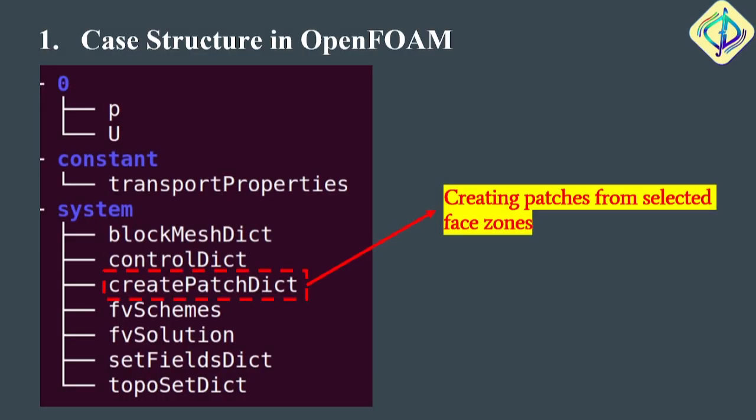And when you're working with topoSet, as I mentioned, you will have to manipulate the internal cells or the faces that are within your geometry or domain. In that case, you would also have to specify a patch for it so that you are able to apply some boundary conditions onto it. For that, we have the createPatchDict. We'll briefly look at this file once we are done with topoSet. In this, you can create patches for the selected zones that you are specifying using topoSet.